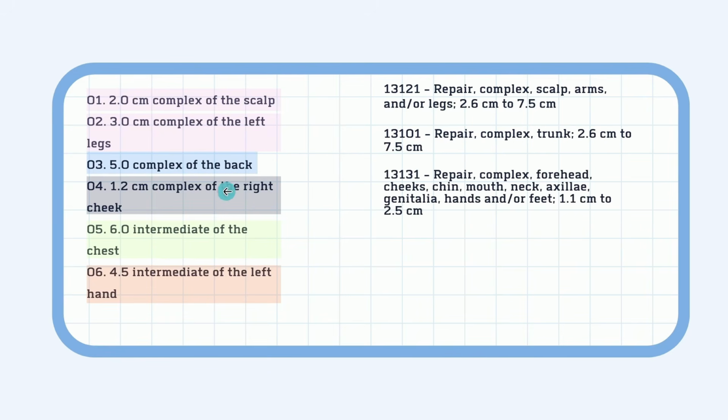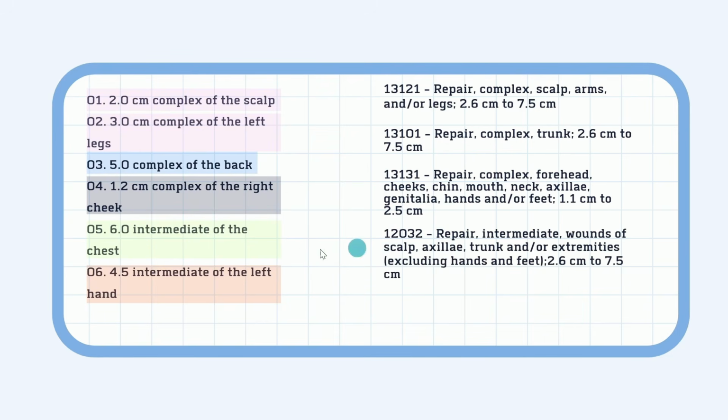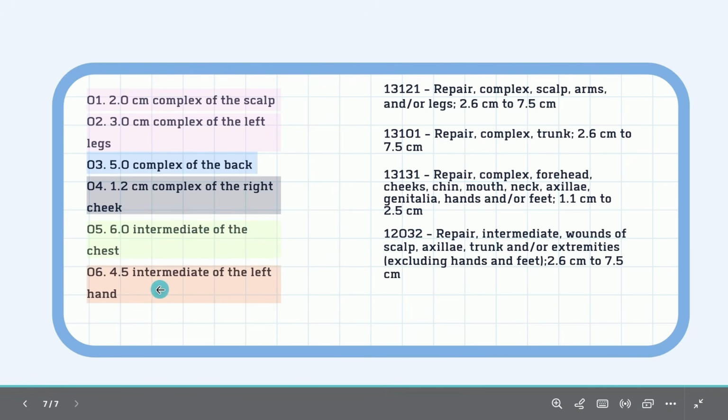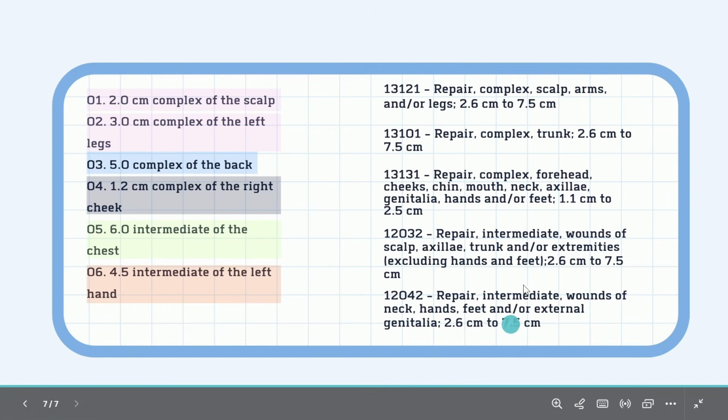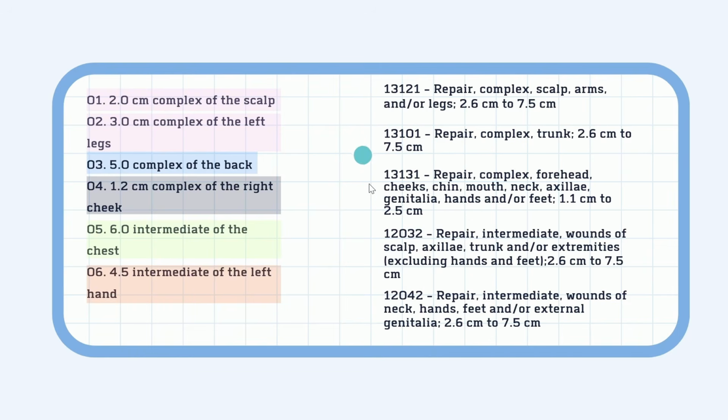13131 for this repair of the cheek. 12032 for the repair of the chest. Chest, again, is considered in the trunk. And then for the 4.5 intermediate of the left hand, we would have 12042, repair intermediate between 2.6 to 7.5. Again, you have to be very, very careful with all of the different locations and the different lengths of closure. So that's it for closures.